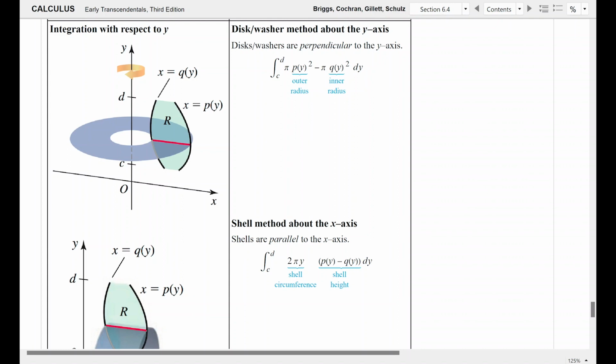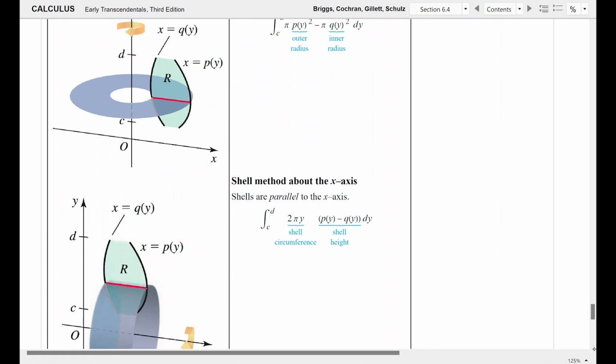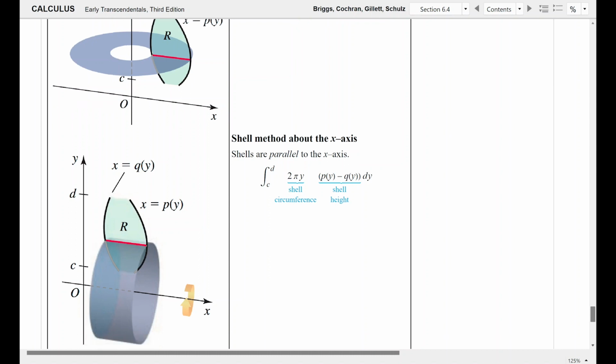In there you'll have an inner and outer radius that you see there, the outer radius p of y, the inner radius q of y. On the other hand, rotating about the x-axis with the shell method gives you an integration with respect to y. So pay attention to that. It can be a little bit confusing, but it's because you're taking different shells. As you can see over there, the height of a shell is now p of y minus q of y, and the circumference of that shell is 2 pi y.